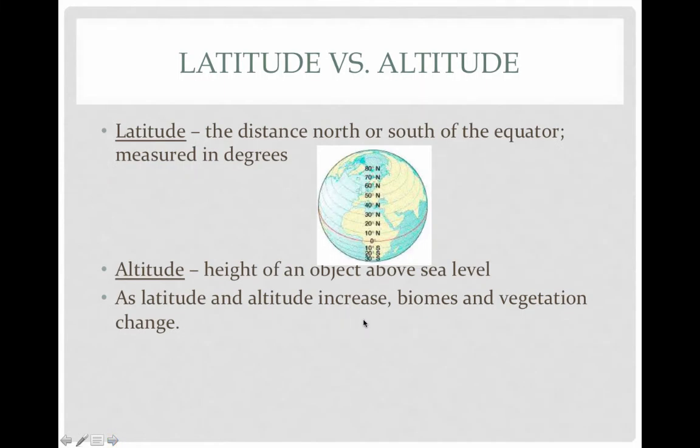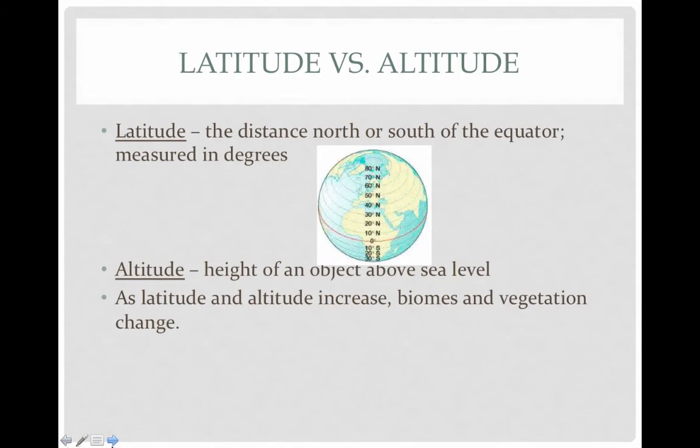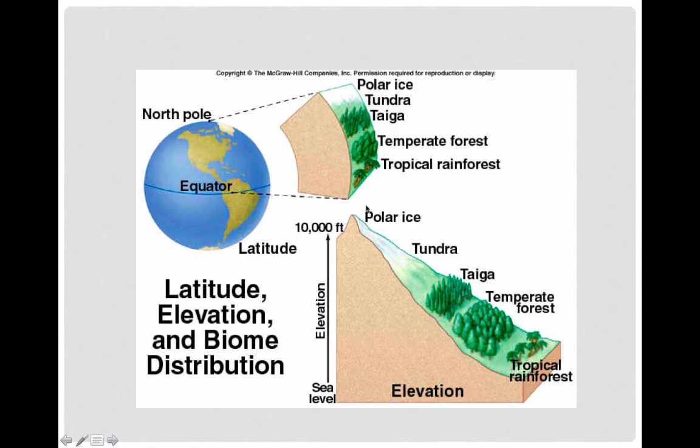Latitude versus altitude. Latitude is north or south of the equator. Altitude is how high you go. As latitude and altitude change, biomes and vegetation change. It's very similar. You can see you go from tropical rainforest to polar ice as you go from the equator to the North Pole. The same thing happens as you go up a mountain, the same predictable change in the biomes.